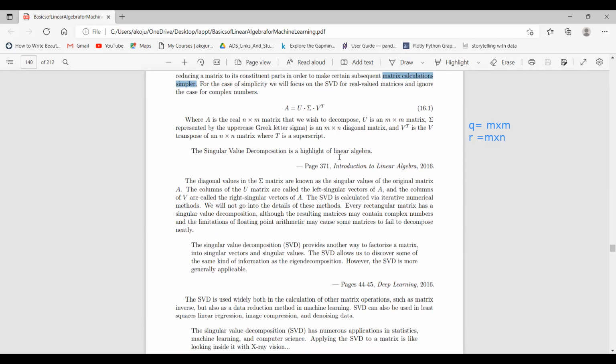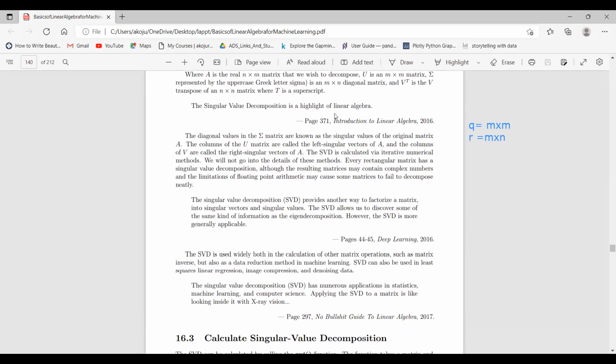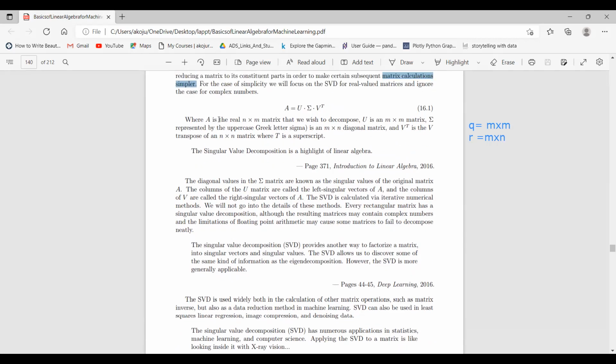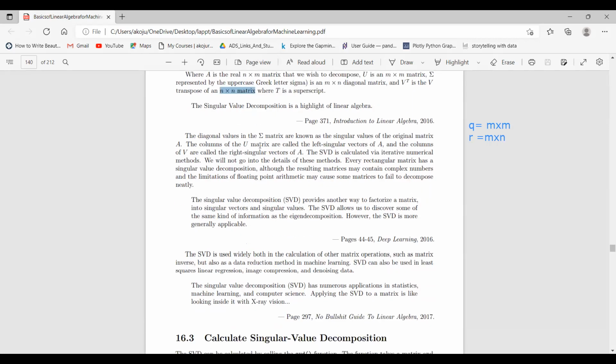Real numbers. Next, the singular value decomposition is a highlight of linear algebra, and most of the time we will use this SVD only. Like we can see here, A is a real m by n matrix, and we wish to decompose A into U, which is an m by m square matrix, and sigma, which is an m by n matrix, somewhat similar to a QR decomposition, and V transpose, where V is an n by n matrix and T is the superscript. No need to worry, I will move further.